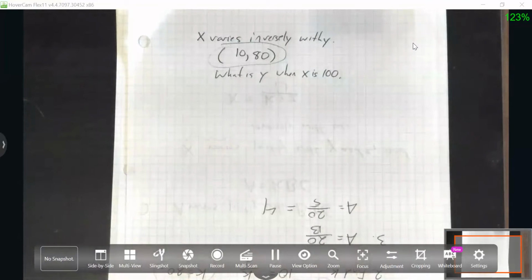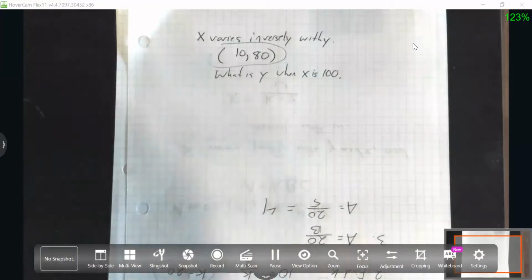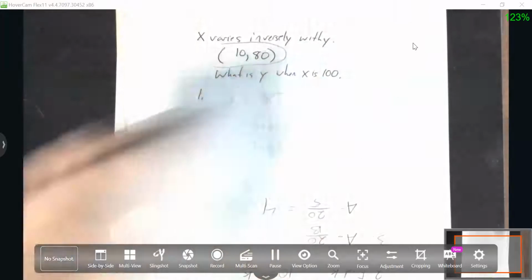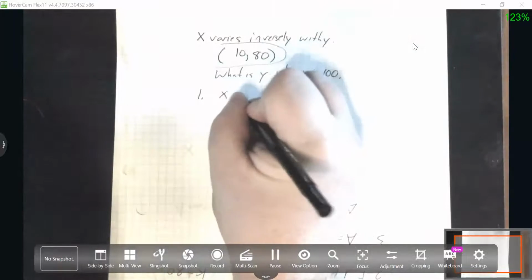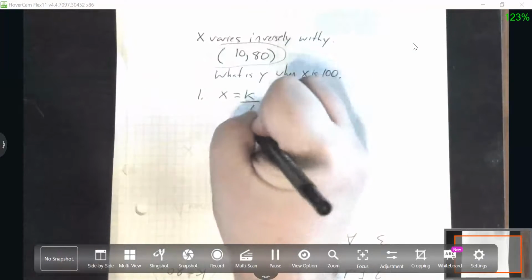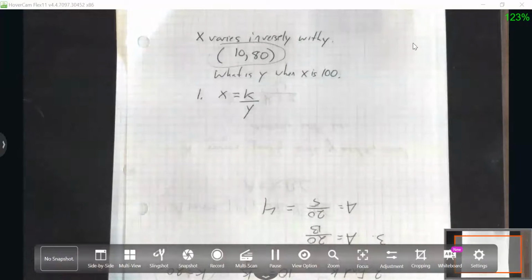It could be a coordinate point. Maybe they just gave us a chart of X and Y values and you just need to use one. They could give you a section of a graph and you'd have to use it to predict some other section. Either way, we need to get an X and Y because we still have to find the constant of proportionality. So I'm going to go through those same 3 steps. We have X varies inversely with Y, so there's my X equals K over Y.